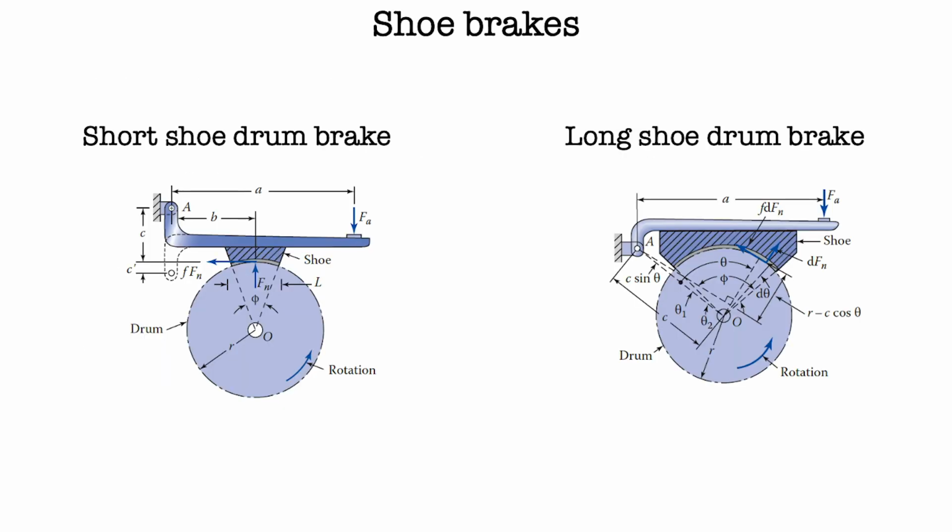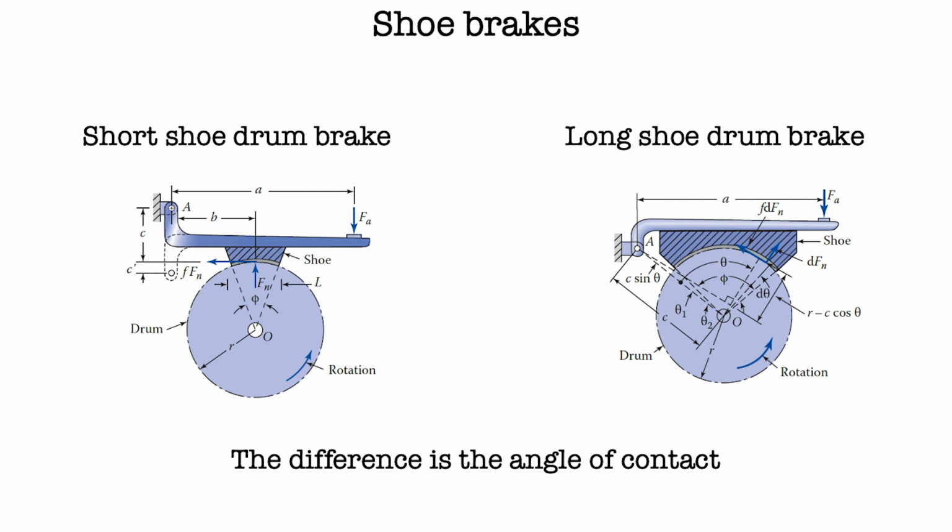Next, we move on to shoe brakes. There are two types of shoe brakes, which are short shoe drum brake and long shoe drum brake. The difference of these brakes is the angle of contact. The angle of contact will determine whether the brake is short or long shoe drum brake.